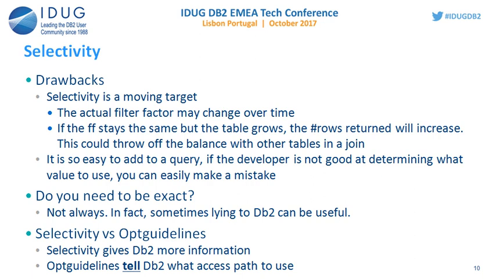Now, selectivity gives DB2 more information, but DB2 still picks the access path. And sometimes you still have trouble getting what you want, which of course does not mean that what you want is best. But there is another way to influence DB2, and that's with an op guideline.